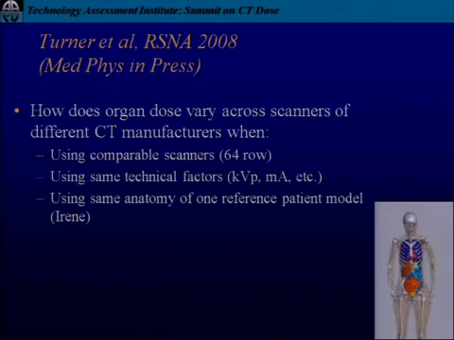This isn't the main point, but I wanted to use this to illustrate something. We did some studies, which are just in press with Medical Physics, from my student Adam Turner. He presented this at RSNA 2008, so some of you may have seen this before. How does organ dose vary across scanners of different manufacturers? We tried to do our best to compare, and we did one of each manufacturer. We did a 64-row scanner. We used the same, or as comparable as we could get, technical factors, and we used this patient right here, whose name is Irene, and we used a head-to-toe scan across. Okay, and then we looked at dose to individual organs.